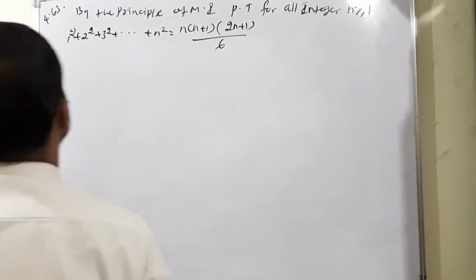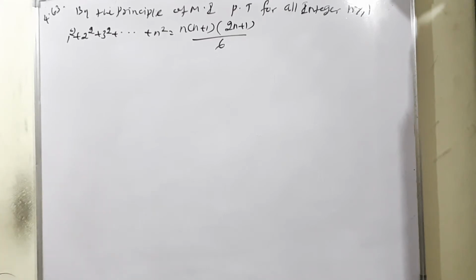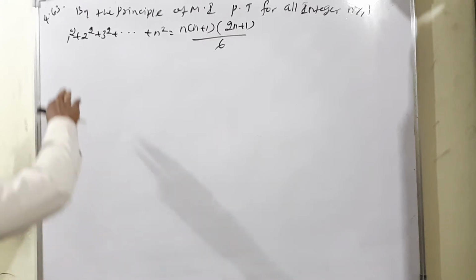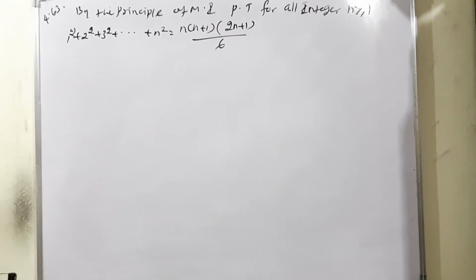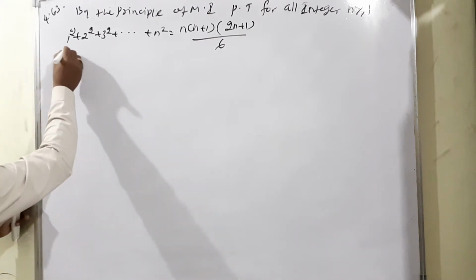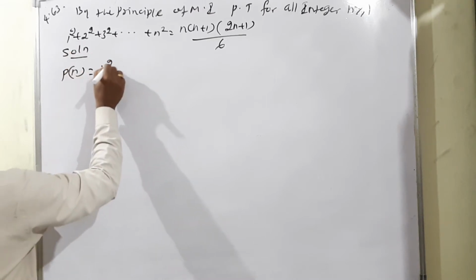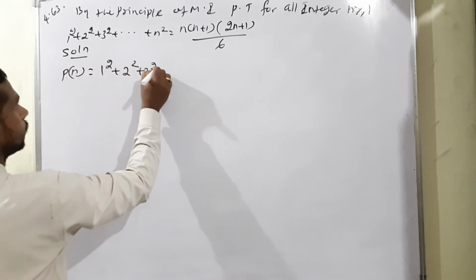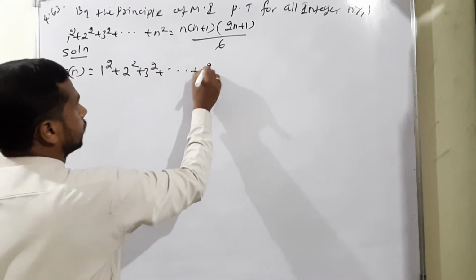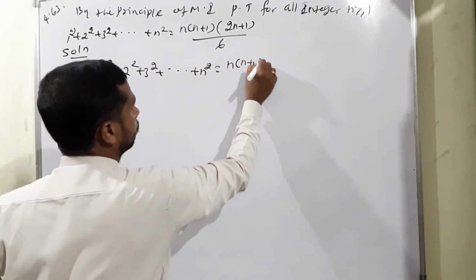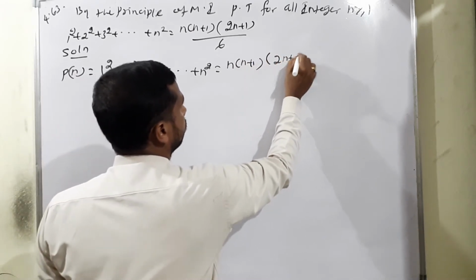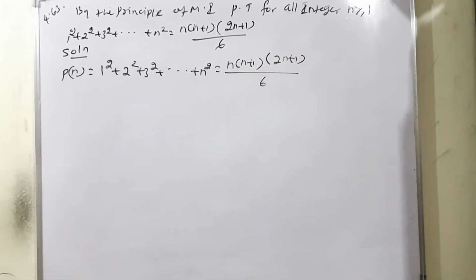Moving to example 4.63. By the principle of mathematical induction, prove that for all integer n greater than or equal to 1, 1 square plus 2 square plus 3 square plus dot dot dot plus n square is equal to n into n plus 1 into 2n plus 1 over 6. Solution: first we have to consider P of n is equal to 1 square plus 2 square plus 3 square plus dot dot dot plus n square is equal to n into n plus 1 into 2n plus 1 the whole divided by 6.